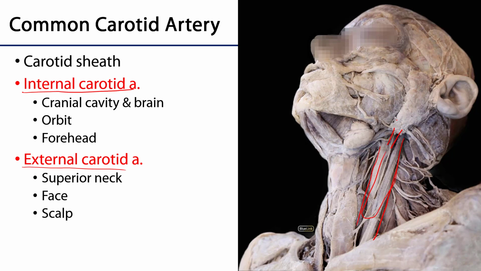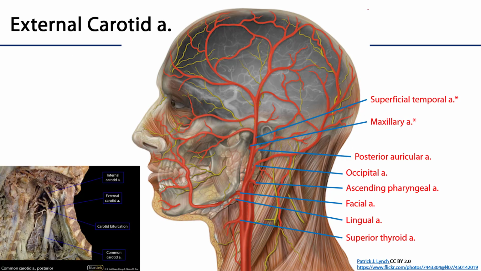It has some branches that will exit the skull, namely the ophthalmic branch, which is transmitted through the orbit, which serves the orbit and portions of the forehead with blood. The external carotid artery is going to supply the portions of the neck, the face, and the scalp, as we'll see. So here's a lovely illustration of the external carotid artery.